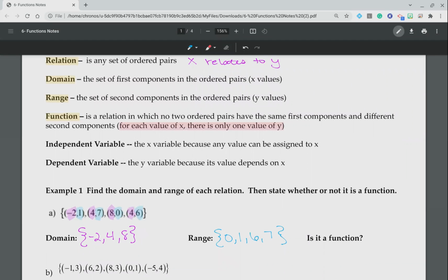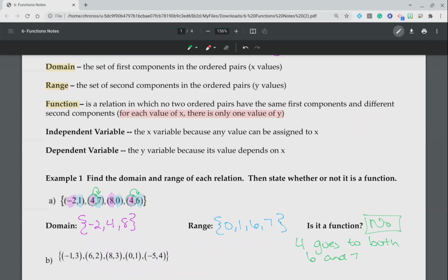Okay, so if we look at our example down here again, you'll see that we would say that this is not a function. No, this one is not a function. Why? Because if you look at the number 4, it has the same X component that goes to a different Y component. So this one is not a function because 4 goes to both 6 and 7. Okay, so those are a couple of our definitions along with that first example.